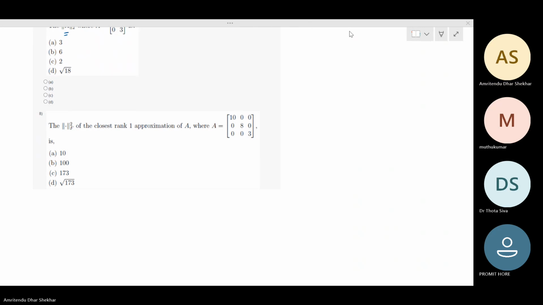Just give me a second. Yeah, let's look at the final two problems.